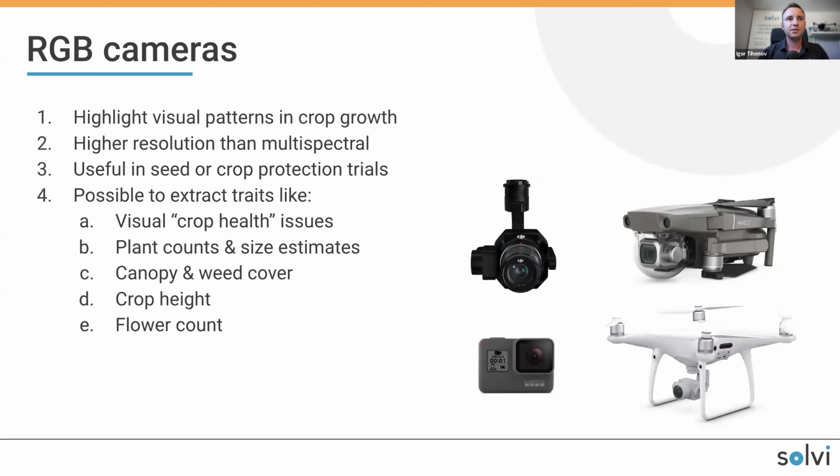The RGB cameras, most people are familiar with, so they capture the visual spectrum of light and capture visual patterns in crop growth. They usually have high resolution, much higher than multispectral sensors, so that's why they're useful in seed and crop protection trials, where a high level of detail is very important, for example, for plant counting applications. But they can also be used for other types of analytics, like canopy cover, weed cover, measuring crop height, and even counting small objects like flowers in oilseed rape.